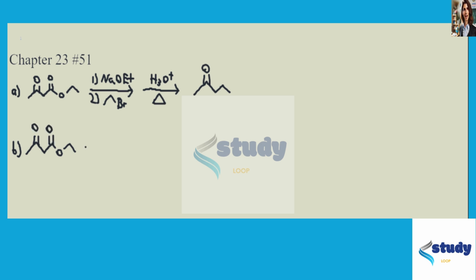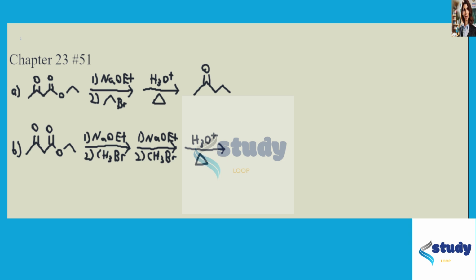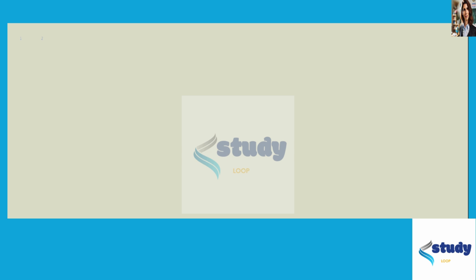So that is going to look like this. And then we'll do that a second time, to add that second methyl group. And then we will do the aqueous acid and heat. And that is going to get us to our desired product there. Okay, so that's part B.